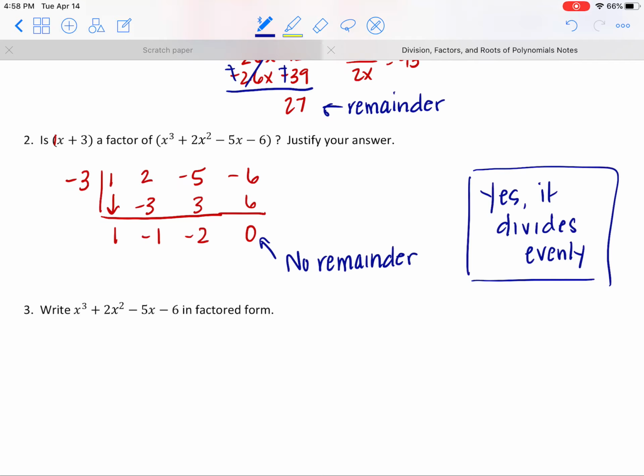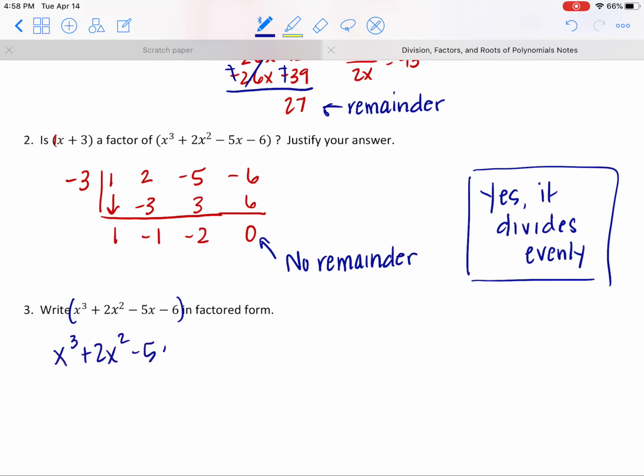Okay? Now, if it divides evenly, then we can use that to rewrite this thing in factored form. So this polynomial in number 3, this is the same polynomial that we had in number 2. Remember what we said earlier. If I said that 24 divided by 8 was exactly 3, that means I could multiply 3 and 8 to get back to 24, right? So think about what we just said here.